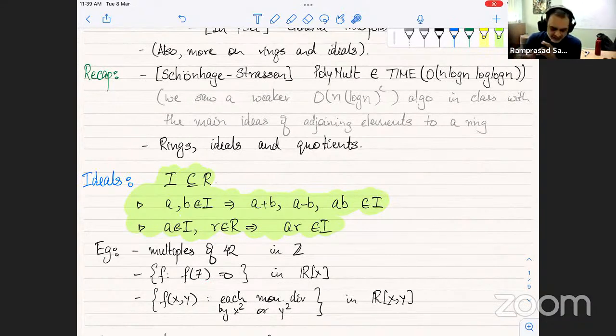Okay. And there are some which are a bit more non-trivial, like maybe you're working in the ring of bivariate polynomials on variables x and y. But now you say that I'm only interested in polynomials where every monomial is either divisible by x squared or divisible by y squared. So in particular, you can't have a monomial which is just x or just y or just xy. So it only involves all the other monomials, so to speak. So that could be one such example. And you can verify in each of these situations that it actually forms an ideal.